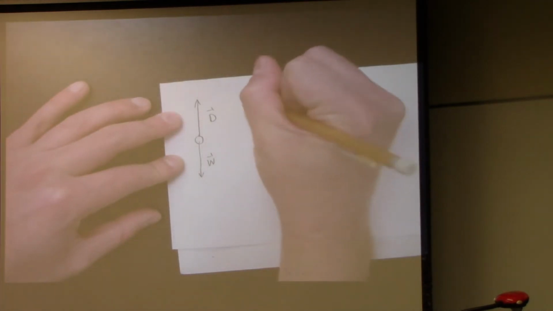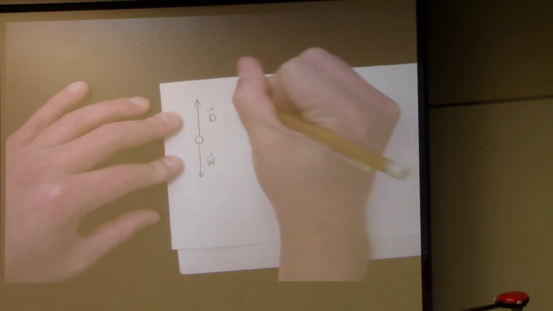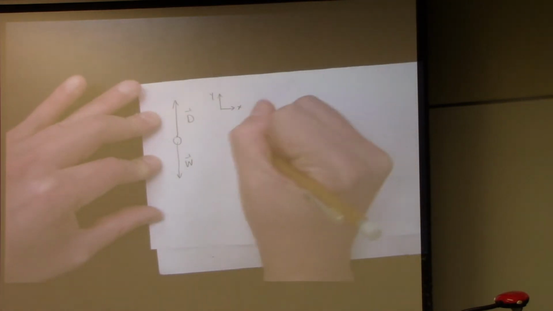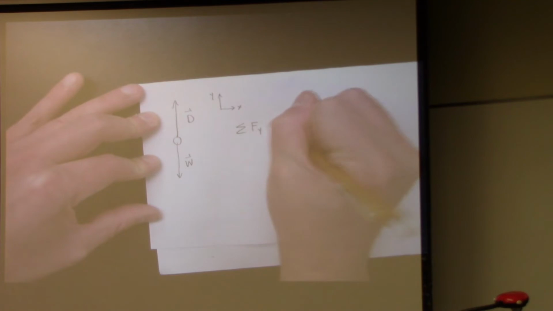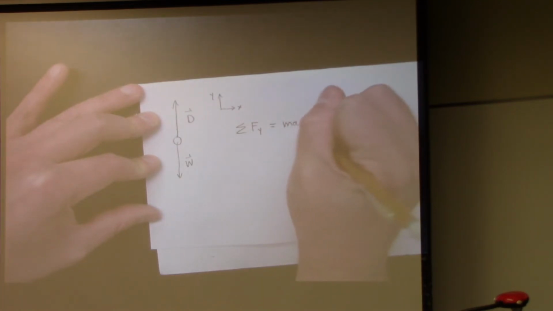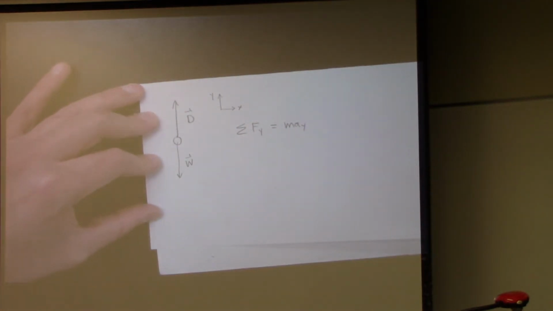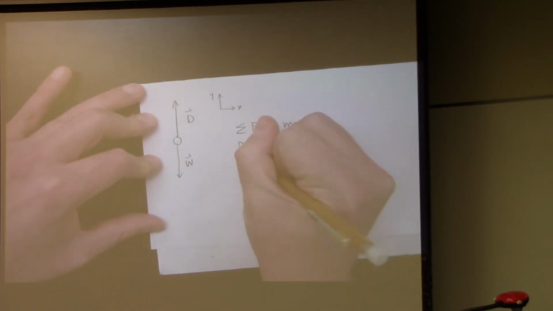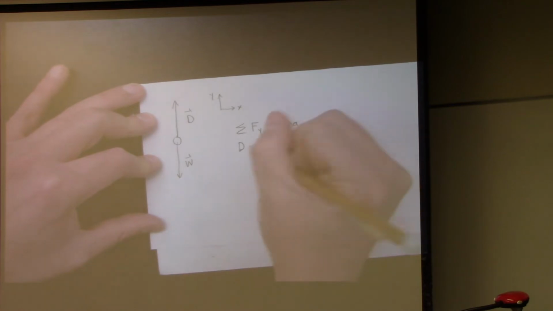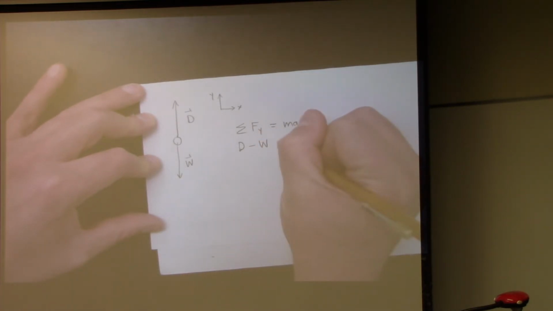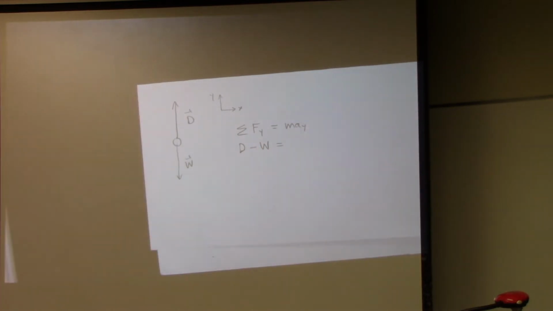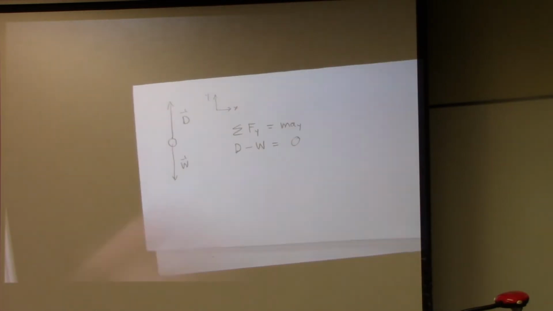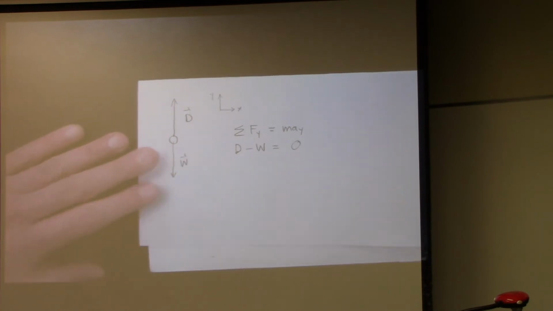And let's set up our axes like this, x, y, kind of the standard thing we do. And let's take the net force in the y direction to equal m times ay. But the thing is, the drag force carries a positive sign because it's going up, and the weight carries a negative sign because it's going down. And actually, on the other side of the equation, we should be putting 0 here, because now these are equal in terms of their magnitude.